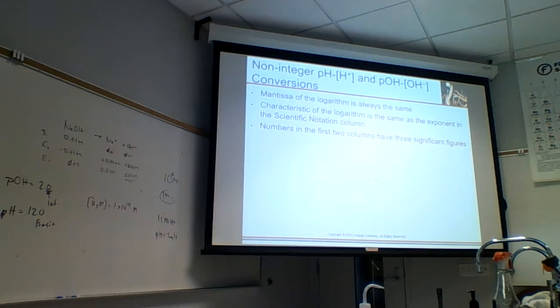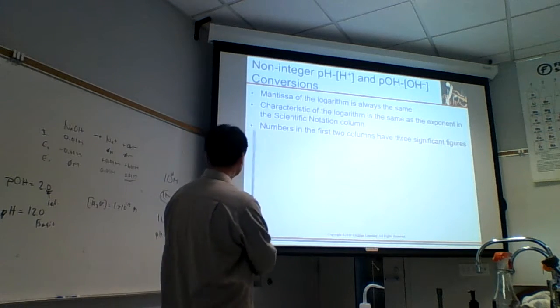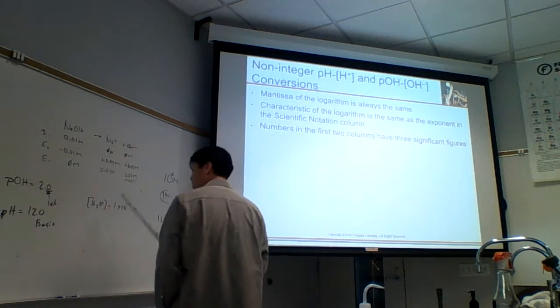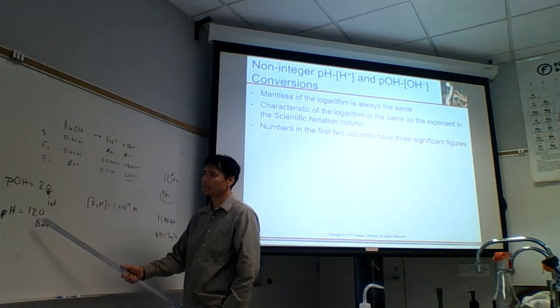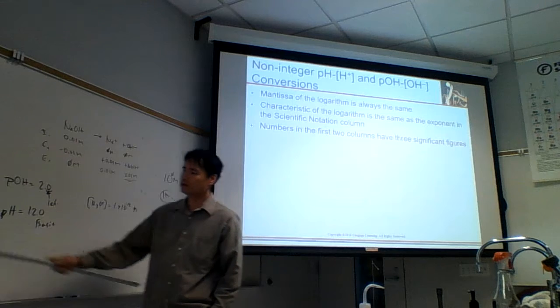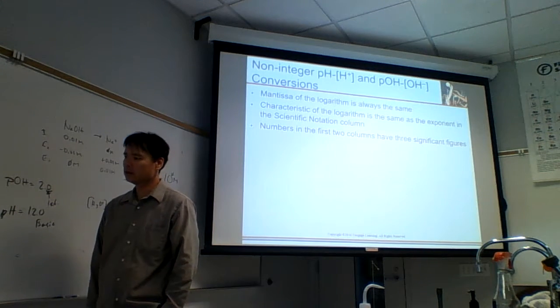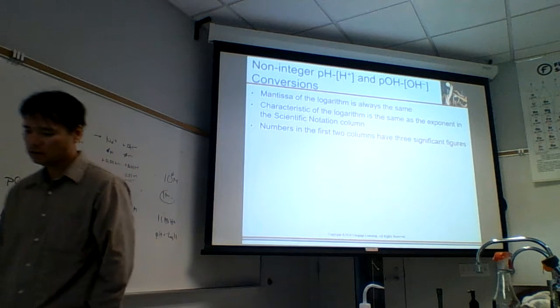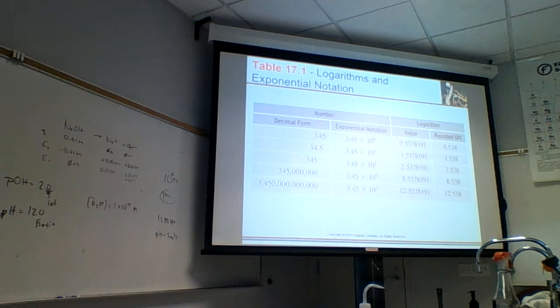All right, for non-integer, we have to use a calculator. These ones are called integer because the coefficient's all 1, so we're just looking at the power. But if we have a coefficient that's not 1, we call it non-integer, and then the calculation is a little bit more difficult. And so all we do is we just use the calculator. That's it.